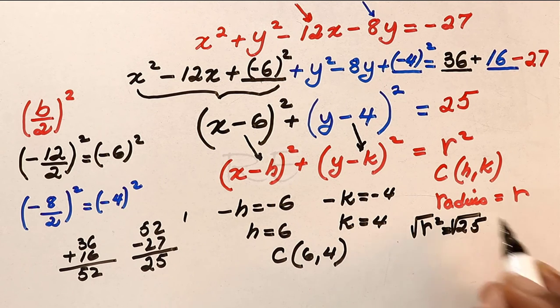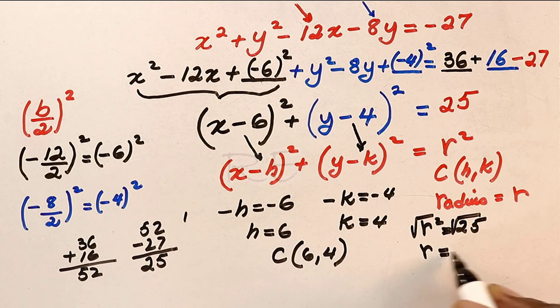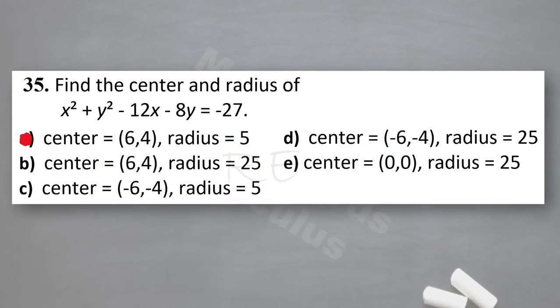R squared is equal to 25. R is equal to square root of 25, which is 5. Correct answer is A.